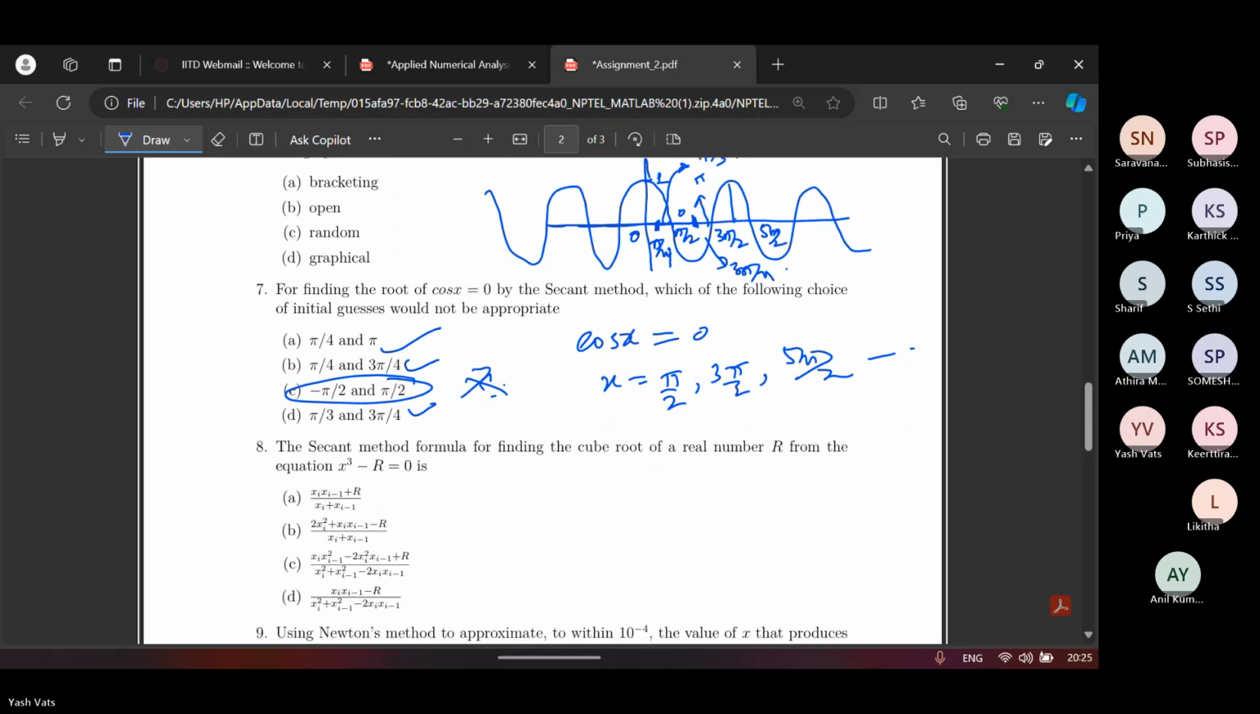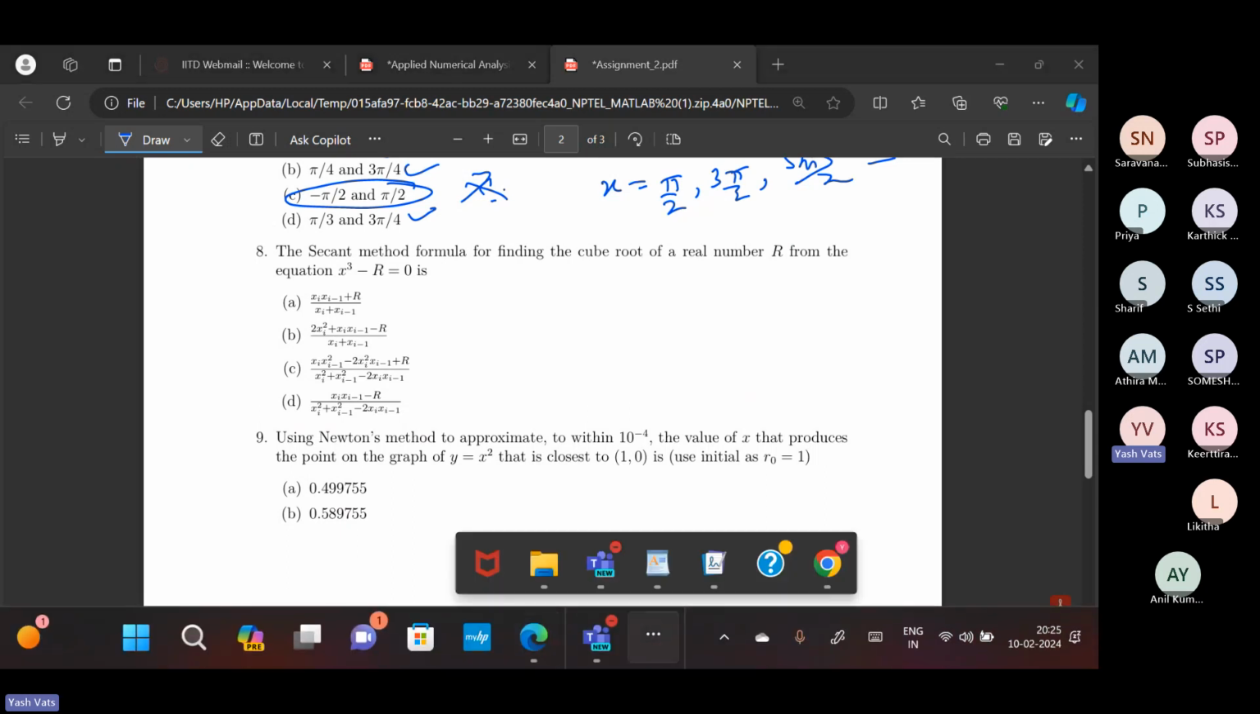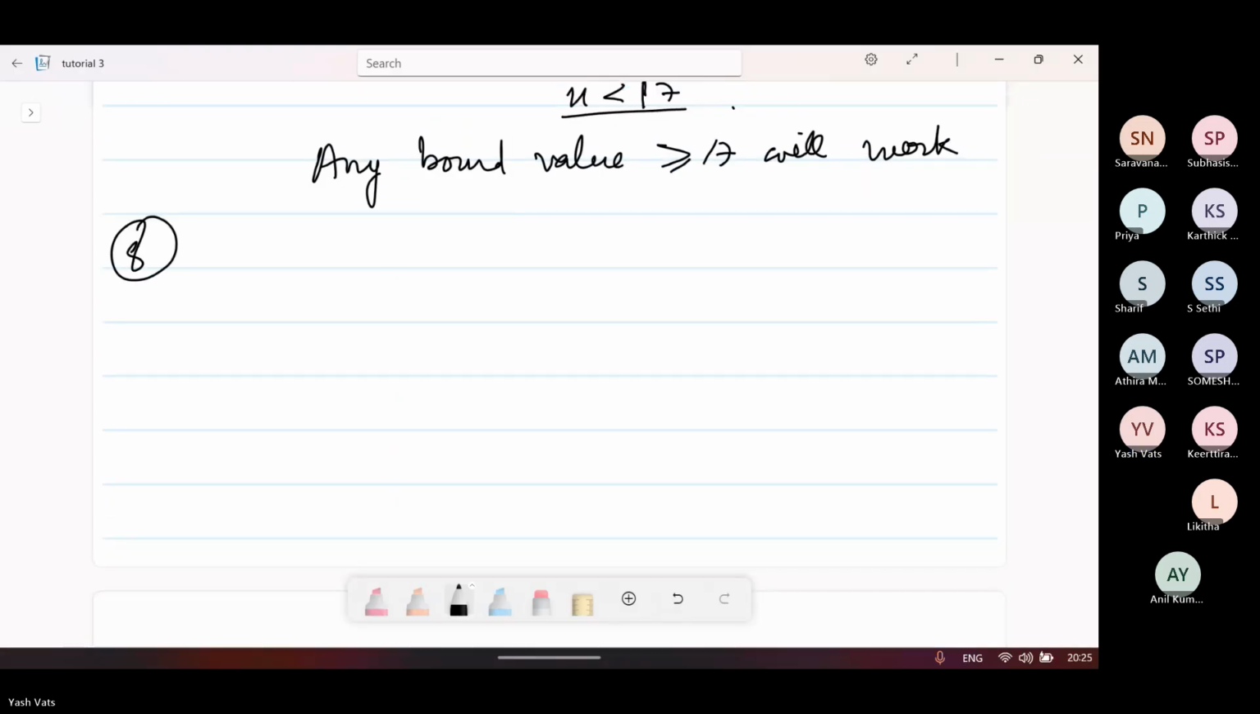Okay, and what about question number 8? Secant method formula for finding the cube root of a real number from the equation is. You can just try it. Okay, let's see. X cube minus r is 0. So we have a function here. If someone says you have to find the square root of a number, or the fourth root of a number, you can do it by the secant method. Just use this.